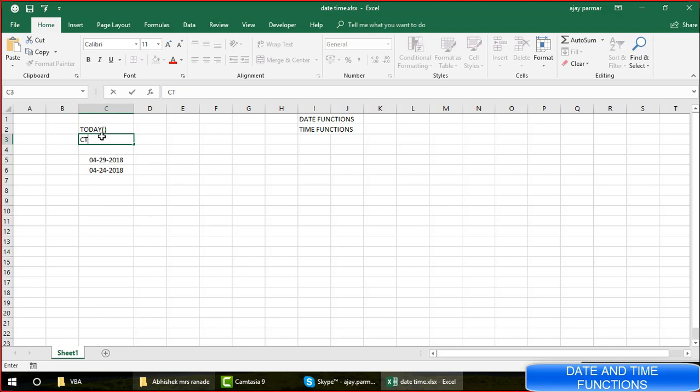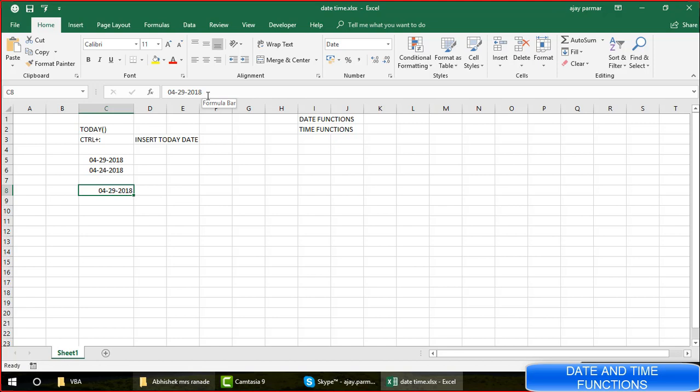You can also use the shortcut key to insert the date. Control plus colon. This is what you use. This is going to basically insert today's date, but this won't be a formula. So if I press control and colon, you see the date is coming. It's not a formula but a shortcut key, right?